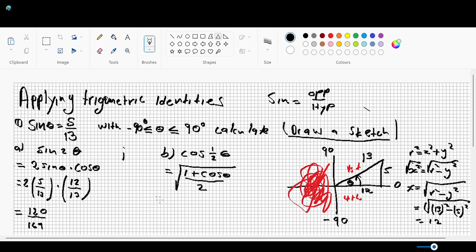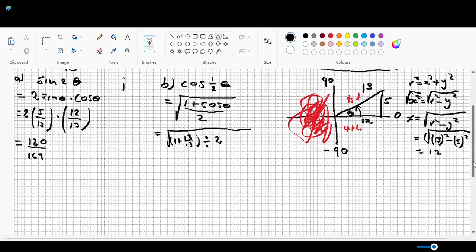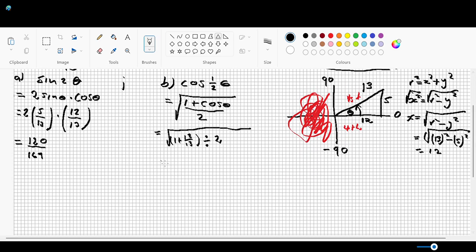So let's continue. I would like to do it this way, guys. I find it easier when things are like this. I can say 1 plus, what is cos theta? Now cos theta is the same as 12 over 13, right? And then divided by 2. I like it when it's linear like that, because we have a fraction there on the numerator, so rather deal with the fraction on the numerator.